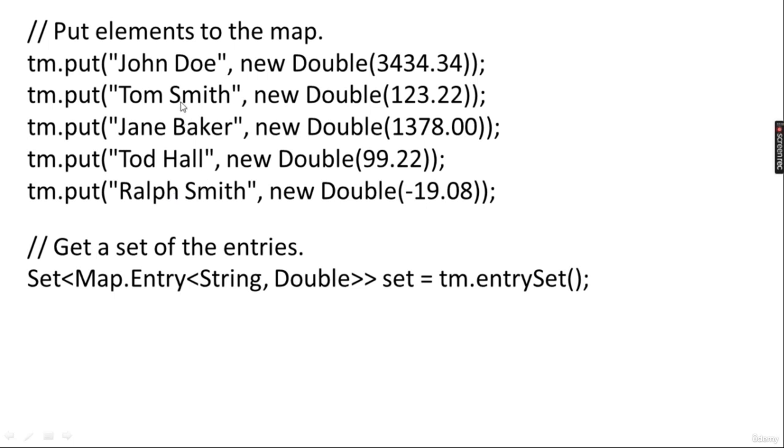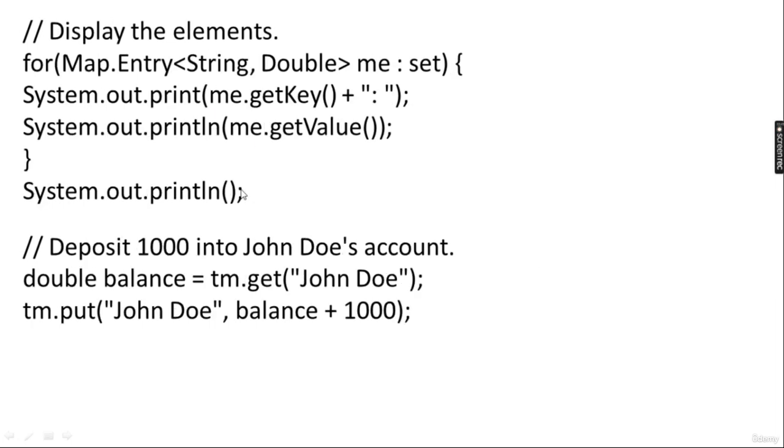A B C D E F G H I J K L M N O P Q R S T. So R comes first, T comes last. So first of all, when both last names are equal, Ralph will come first, Tom will come last. Okay. So here elements are got, then get key and get value.